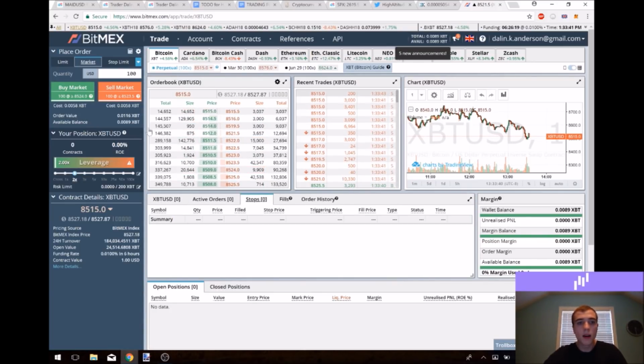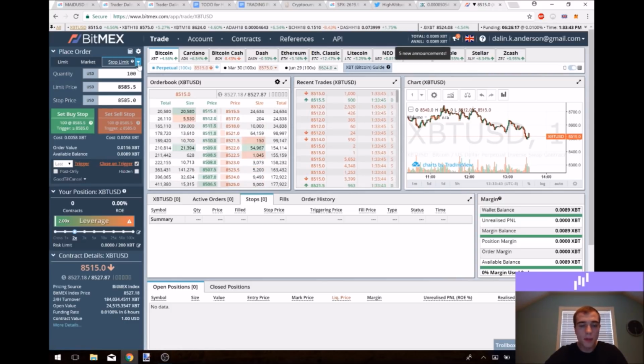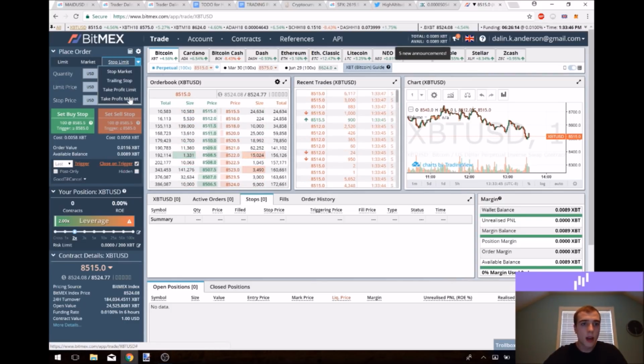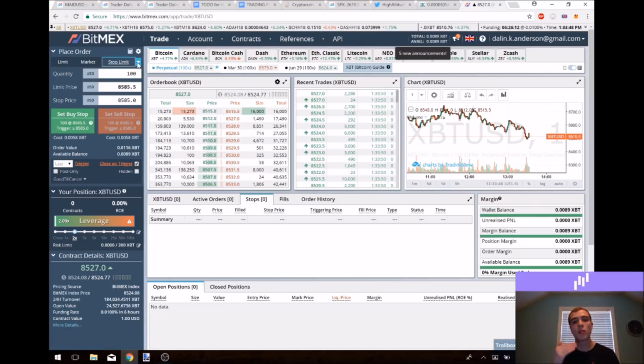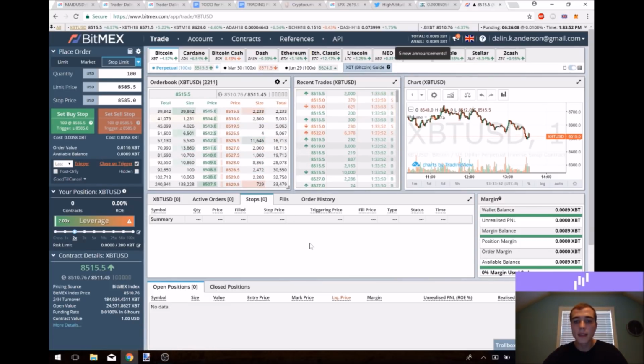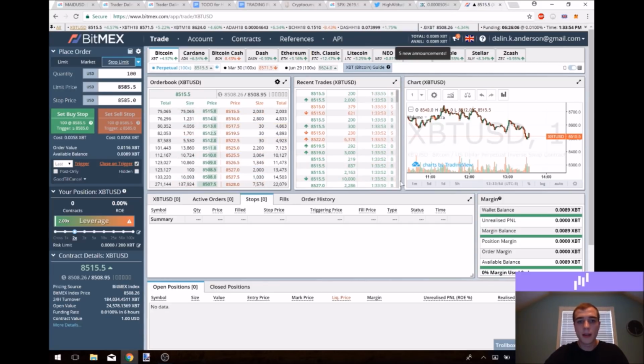Stop losses are very similar as well. You just use a stop limit order here. You can set your stop price, but again, you have to have an equal amount of the size of your position to open that order, so be aware of that. But yeah, that's margin trading in a nutshell and in general.